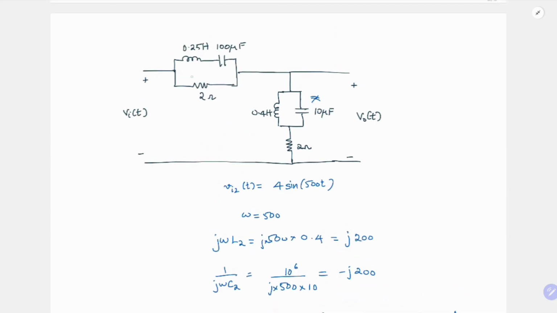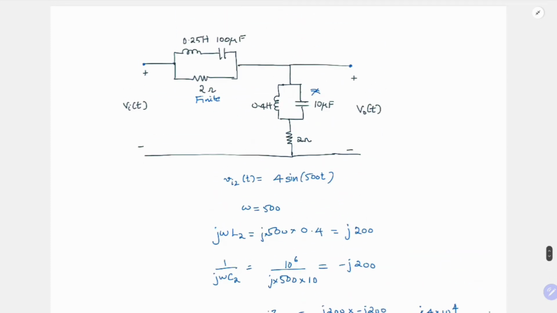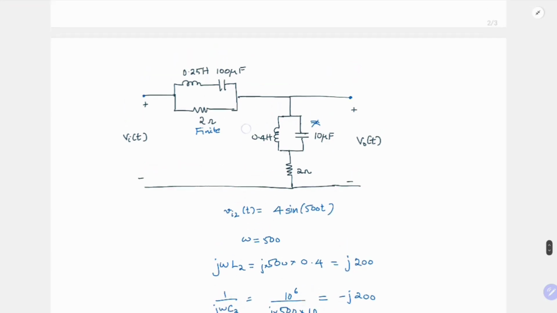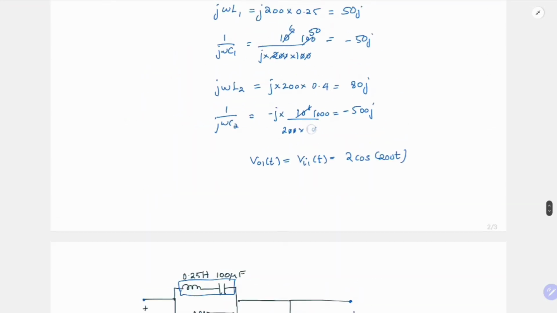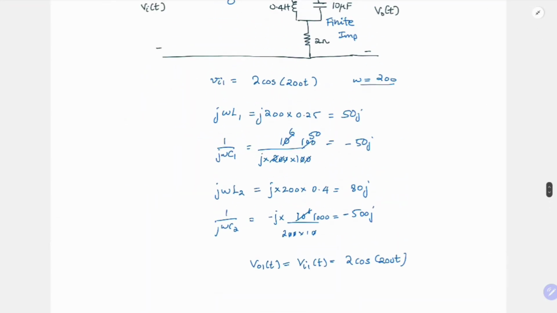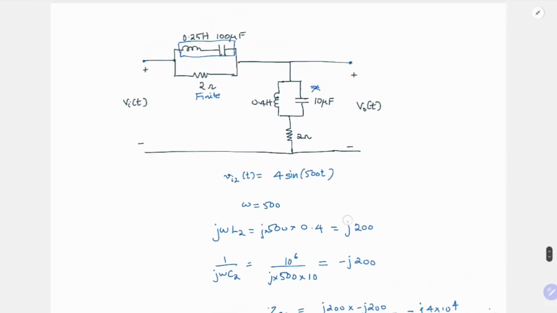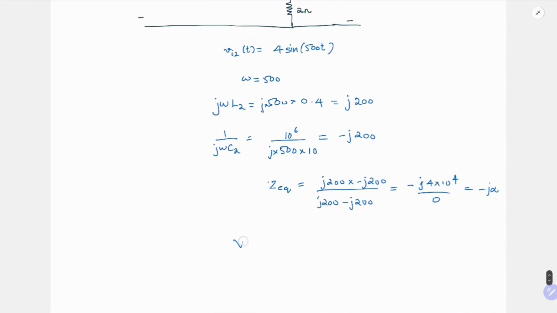If this is open and the other branch is finite, the entire Vi will appear across V out of t. We know the other branch will be finite only, because the only resonant frequency was when omega was equal to 200. So you needn't do repeated calculation. Directly you can write V02 of t is nothing but Vi2 of t, which is equal to 4 sin 500t.